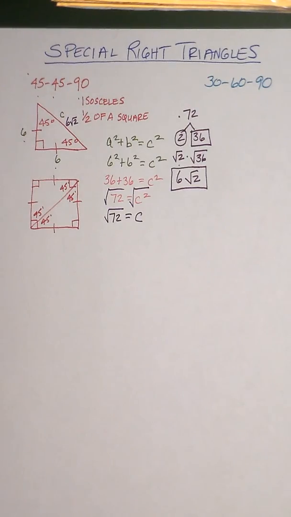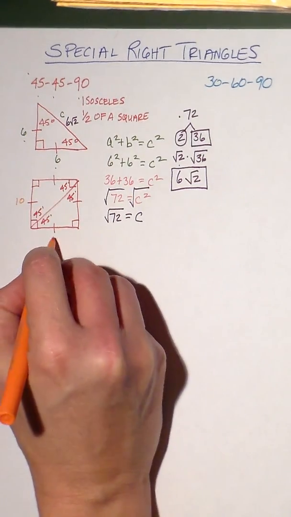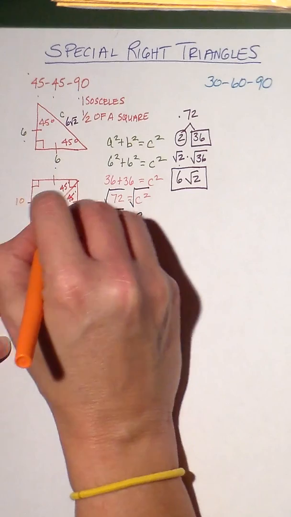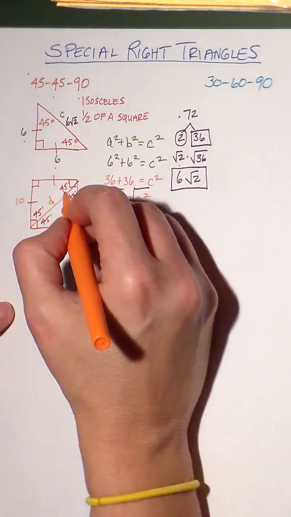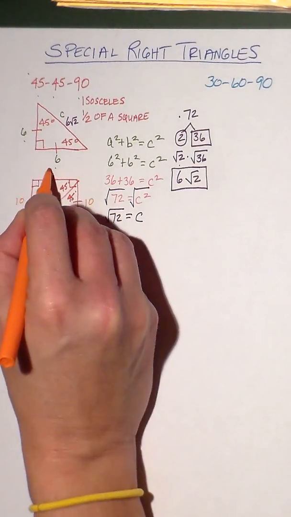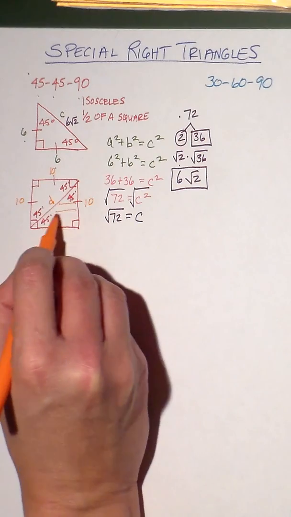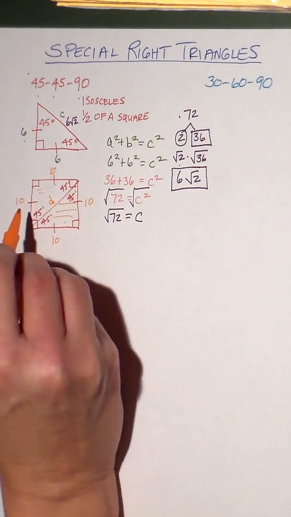Let's say this is 10. This is my square and this is 10, and I draw a diagonal, and I want to know what's the hypotenuse here. What's the length of my diagonal? Well, let's do a squared plus b squared equals c squared again. I know they're all going to be 10, so remember each one is a 45, 45, 90. That's a 45, 45, 90, and so is this.